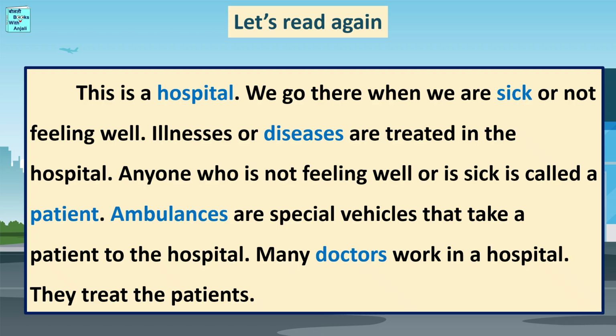Now let's read all the sentences once again. Writing the sentences in the proper order will make them look like a paragraph. This is a hospital. We go there when we are sick or not feeling well. Illness or diseases are treated in the hospital. Anyone who is not feeling well or is sick is called a patient.